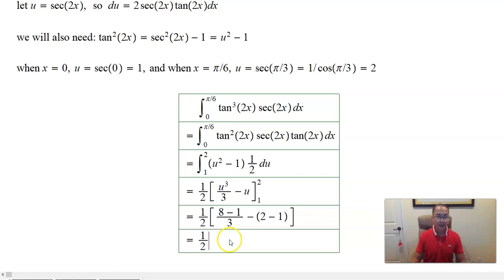1/2. And we get 7/3. And then minus another 3. So that is 4/3. 4/3 times 1/2. I believe we get 2/3.